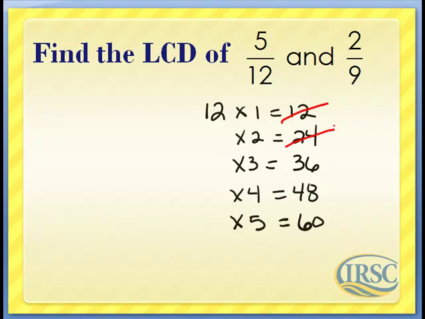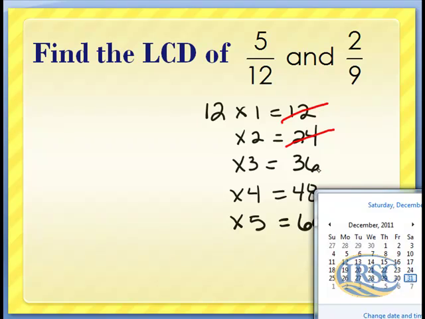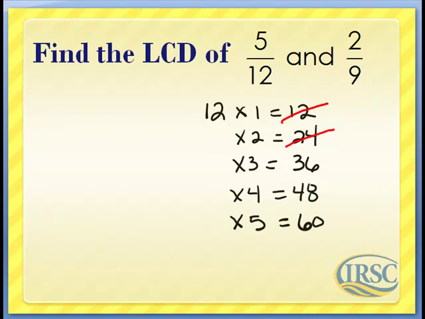No. Can 9 divide into 36 evenly? And we would say yes, because 9 divides into 36 4 times. And once you say yes, then that will be your LCD, the least common denominator. So our LCD is 36. And here again, the LCD for 12 and 9 is 36.